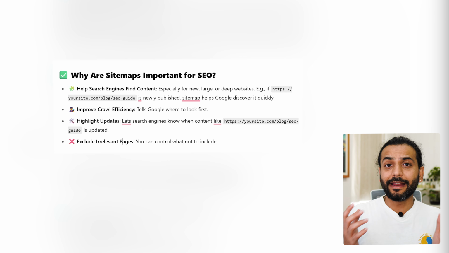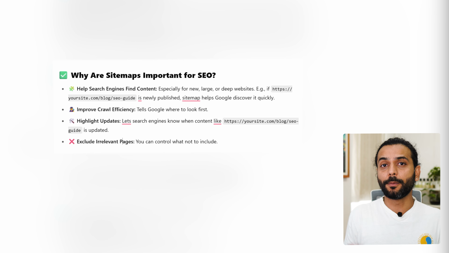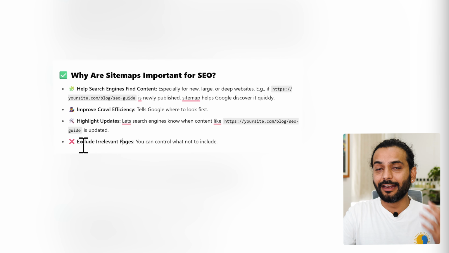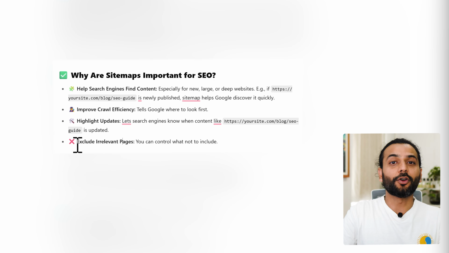Google is not indexing these pages because Google knows these pages are not important pages, but they're still in the sitemap. That's why Google is showing you all these errors in the sitemap. So what we need to do is exclude the irrelevant pages from the sitemap. We'll talk later about how to do that.